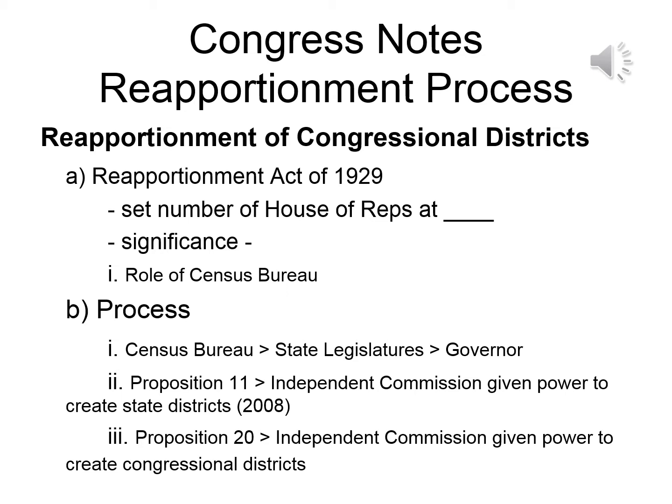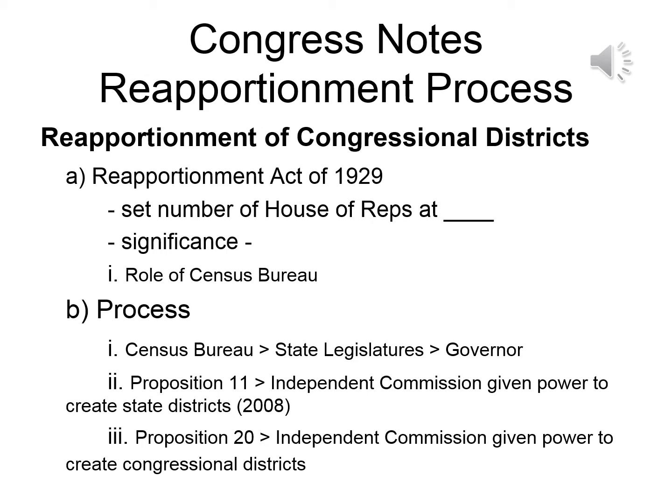For these notes, it's important because it will help determine how many congressmen in the House of Reps each state will receive. Because if you recall, membership in the House of Reps for a state is based on a state's population. So every 10 years, they conduct a census. Then the Census Bureau will tell the state legislatures, this is how many seats you receive in the House of Reps. A law was passed in 1929 called the Reapportionment Act of 1929.